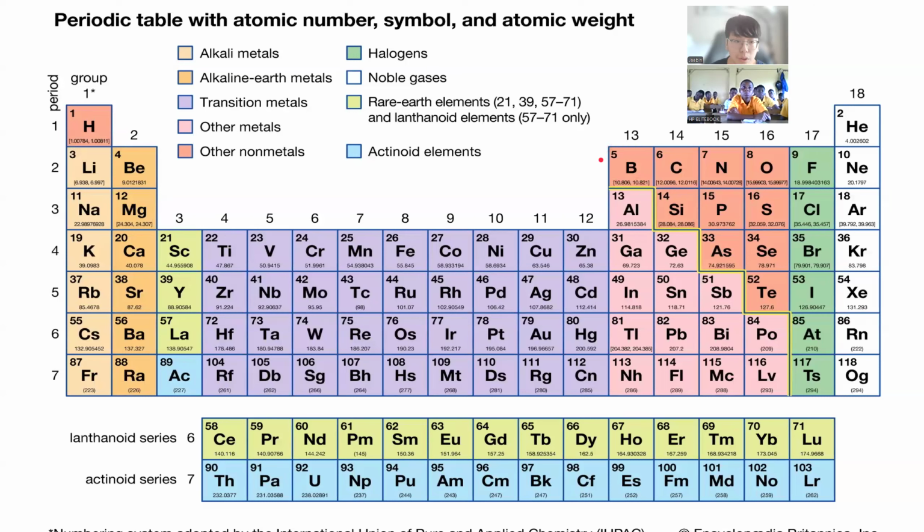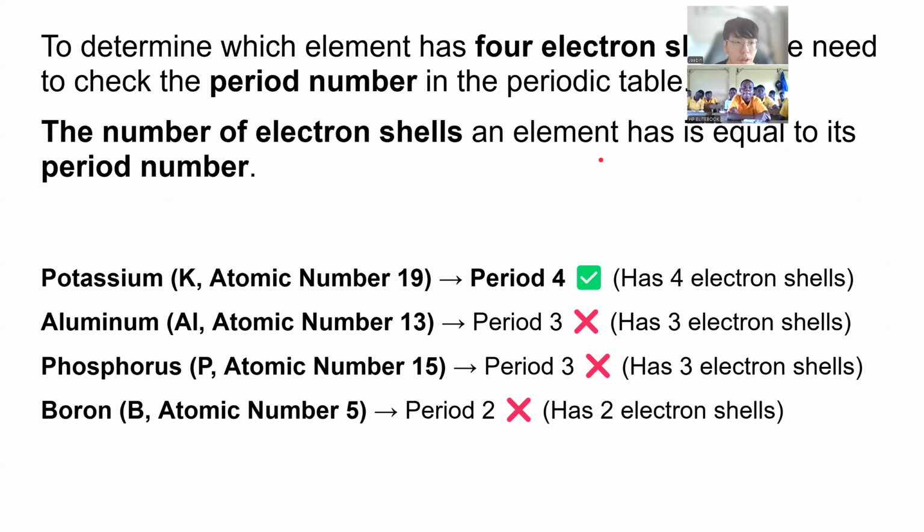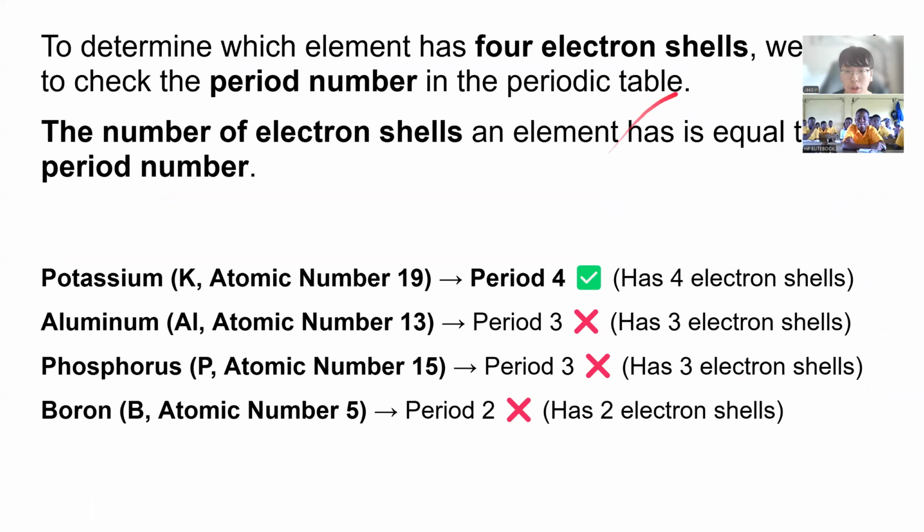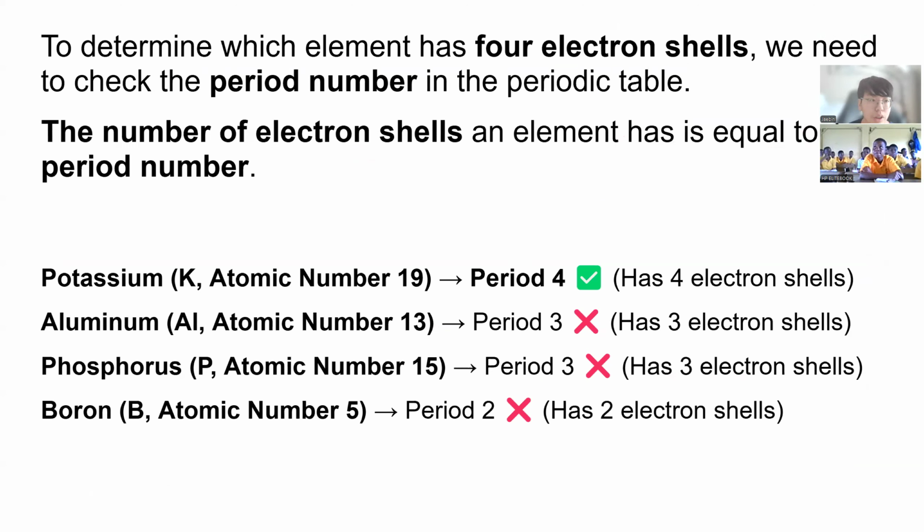But how do we know the shells from these? Well, to determine which element has 4 electron shells, we need to check the period number in the periodic table. The number of electron shells an element has is equal to the period number. So period number increases by the rows on the periodic table.